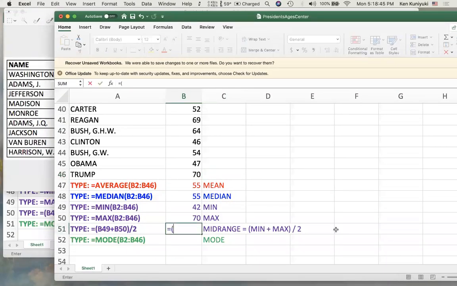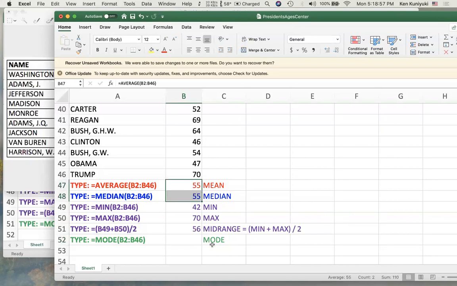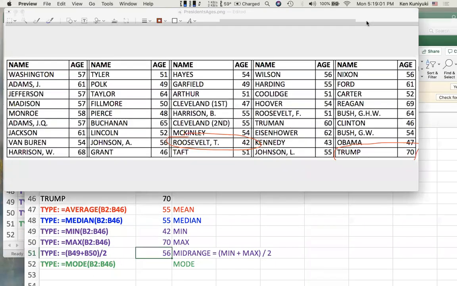Okay, so parentheses, 42 plus 70 all over 2. Okay, 56 years of age. So the mid-range is 56 years. Okay, it happens to be pretty close to the mean and the median. Mid-range is 56 years, which seems reasonable. 56 years seems to be a reasonable measure of center, or a representative measure.